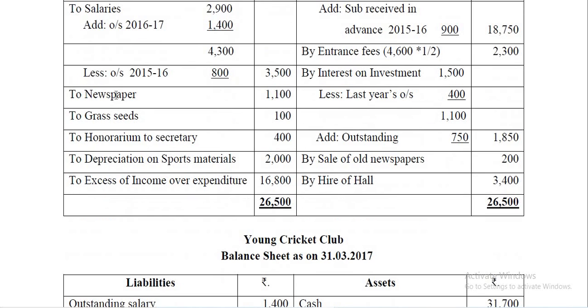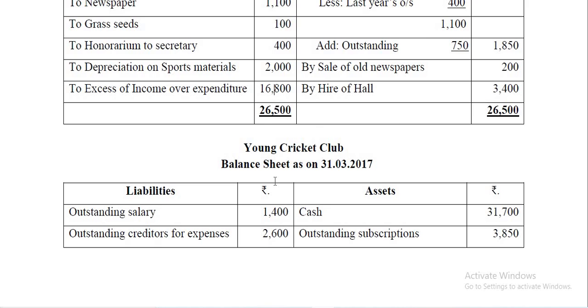year, that's why deducted. Newspaper, grass seeds, honorarium to secretary, the depreciation on sports materials, all these are debited to income and expenditure account, being revenue expenditure. Now if you compare the two sides, credit side, income side is more than expenditure, therefore excess of income over expenditure. We also call that surplus. If expenditure side is more than income side, then excess of expenditure over income, we call that deficit. Okay, so there ends the preparation of income and expenditure account.